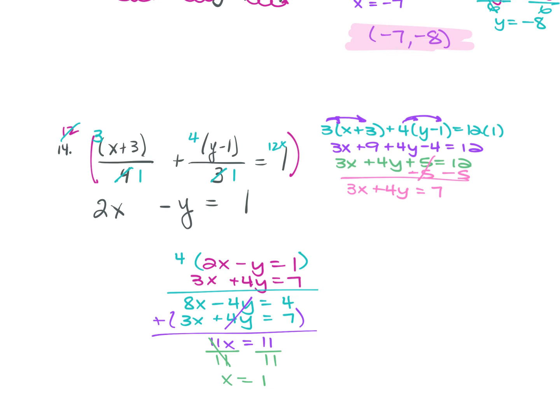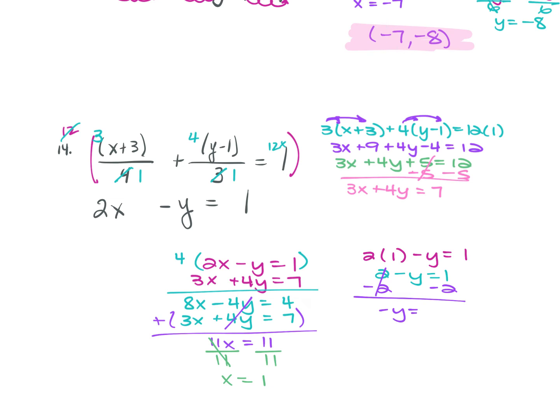Using the smart decision on which equation to use from the beginning, I would go with the bottom one. You're not working with fractions, much easier. So 2 times x, which is 1, minus y is equal to 1. 2 times 1 is 2, minus y is equal to 1. Move your 2 over, subtract from each side.